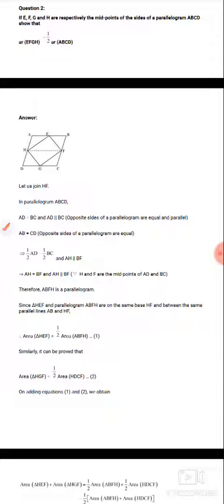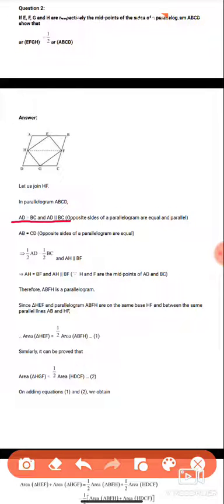So let us join HF. First of all you have to join HF, in parallelogram ABCD. Now see, if the given figure is a parallelogram, then you know that opposite sides will be equal and parallel. So for ABCD, AB will be equal to CD and AB will be parallel to CD. In the same way, AD will be equal to BC and AD will be parallel to BC. Opposite sides will be parallel and equal. So here AD equals BC and AD is parallel to BC, because opposite sides of a parallelogram are equal and parallel. Then AB and CD are also parallel and equal.